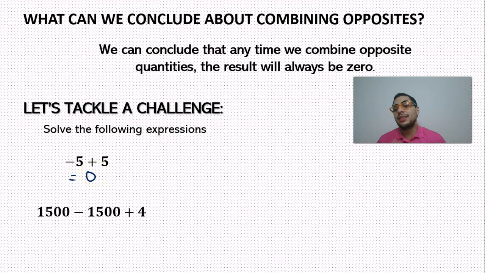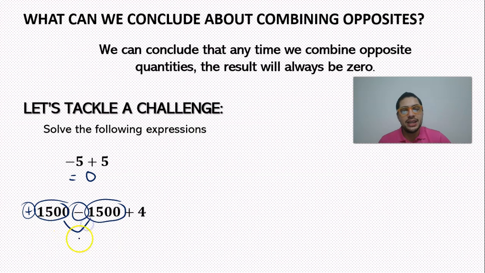Well, now we have 1,500 minus 1,500 plus 4. Again, we just have to take a look at the 1,500. So in both cases, we have 1,500, but again, we have a positive and a negative one. So when they combine, you have 0. So 0 plus 4 is going to be 4. Any number added to 0 is going to be that same number. So remember that always, guys.